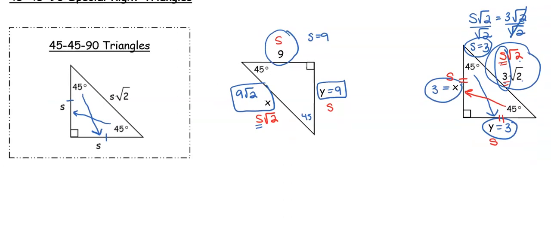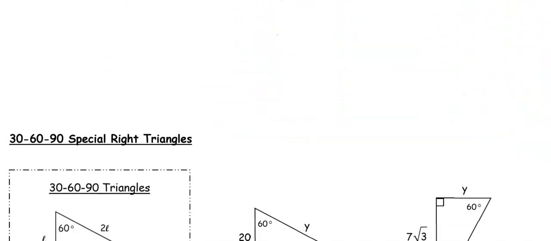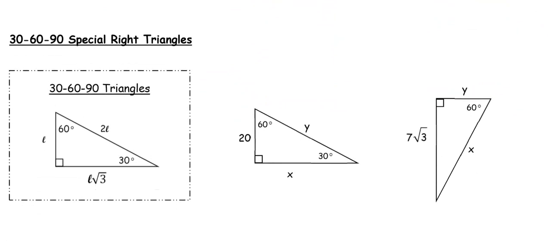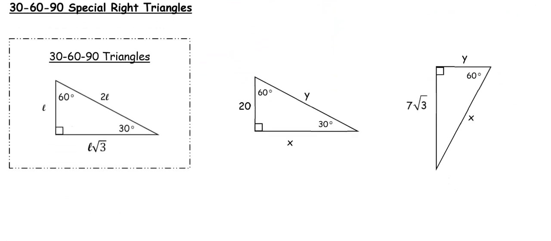All right, we have a second special rights pattern, and that second special rights pattern is the 30-60-90 special rights. Again, the key is that across from relationship. So when I'm looking at 30, the side across from 30 is L. When I find my 60-degree angle, I look across from 60, and that's going to be L root 3. I find 90, across from 90 is 2L. Again, that's my pattern.